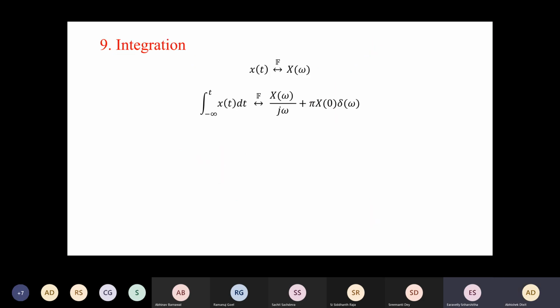Integration. If x(t) has transform X(ω), what is the transform of this signal, the running integration of x(t)? No problem. How do we think about this? The easiest thing to think about this without any fuss is that this is the same as the convolution of x(t) with the unit step. Right? If I convolve, then I get this, right?